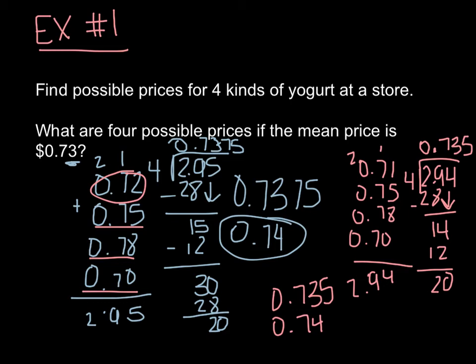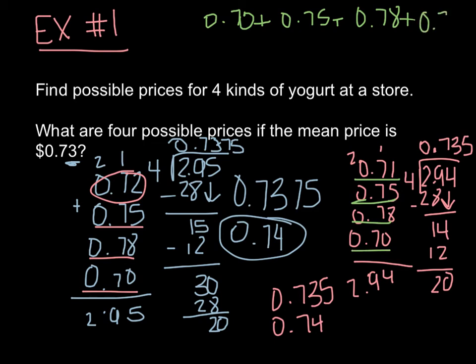So let's take 71 and bring it to 70 cents. So here's our last attempt. 70 cents plus 75 cents plus 78 cents plus 70 cents, which gives us $2.93. We divide that by 4 because there's 4 numbers. And when we do that, we get 73.